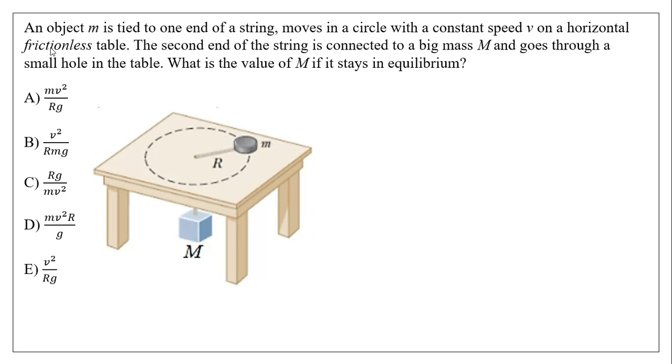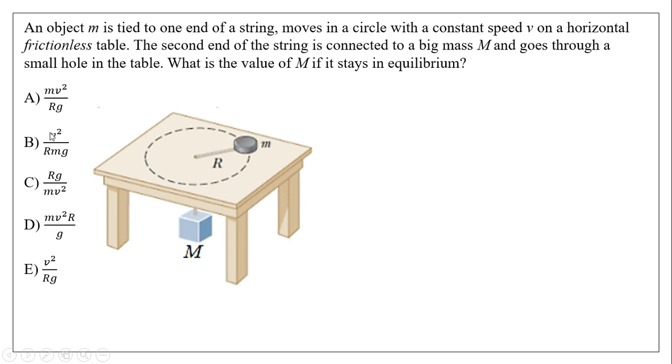Alright, so for this particular video, we have an object of mass little m tied to one end of the string. It moves in a circle with a constant speed v on a horizontal frictionless table. The second end of the string is connected to a bigger mass M and goes through a small hole in the table. And it wants us to find the value of big M, which is the hanging block here, in order for the system to stay in equilibrium.